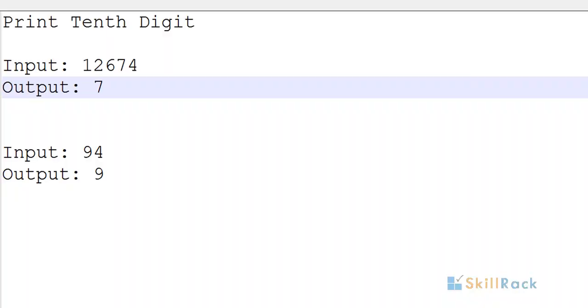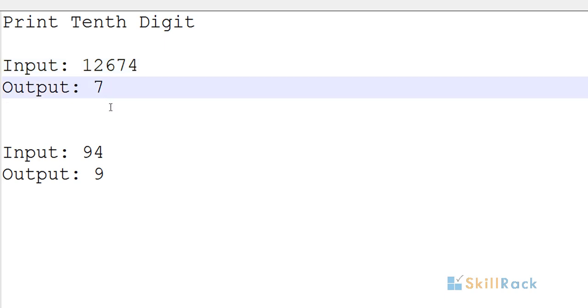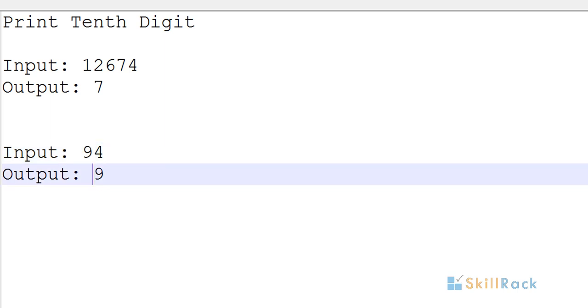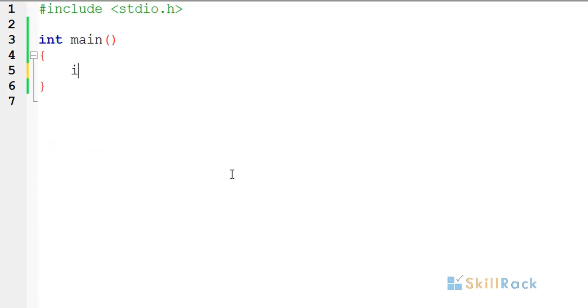Hello, in this program we will see how to accept a number and print the 10th digit of a number. So let's say if the input is 12674, the 10th digit position is 7, so the output should be 7. If the input is 94, then the 10th digit is 9, hence the output should be 9. So let's look at the program.